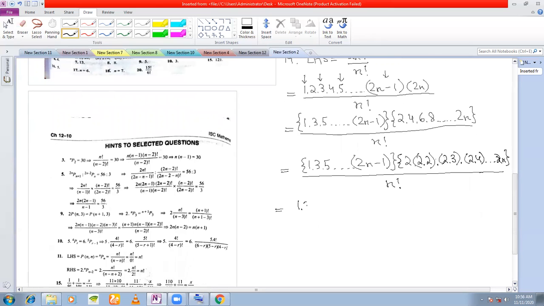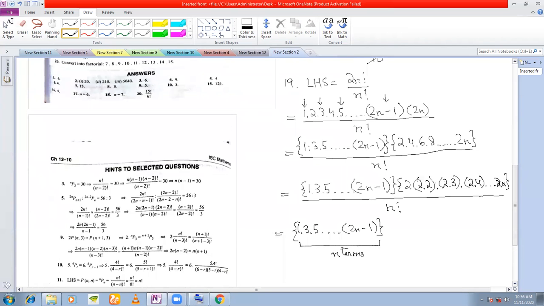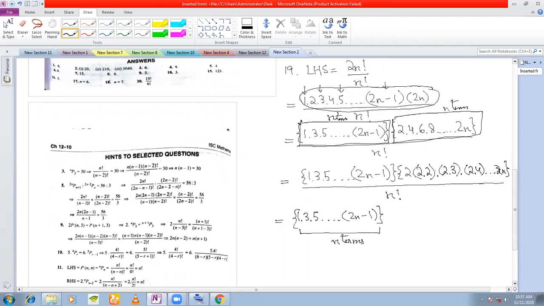Now what happens? What you must realize here is that this comprises how many terms? This is n terms, right? Because when we had separated, this was how many terms? This one was n terms, right? And this one was also n terms, right? Because only then they can add up to 2n number of terms. So therefore, this one is n terms, 1 into 3 into 5 up till 2n minus 1. This one is n terms. Okay.